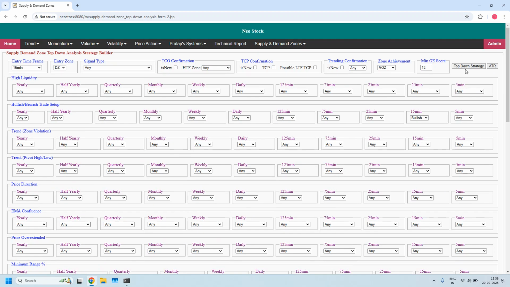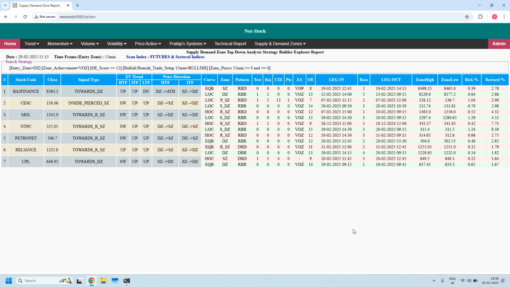With all the 3 filters applied on the 15-minute demand zone, we got 7 stocks. So these 7 stocks have a bullish trade setup for daily income trade, and entry time frame zones are 15-minute demand zones. Out of these 7 15-minute demand zones, some might have an even higher probability of success.